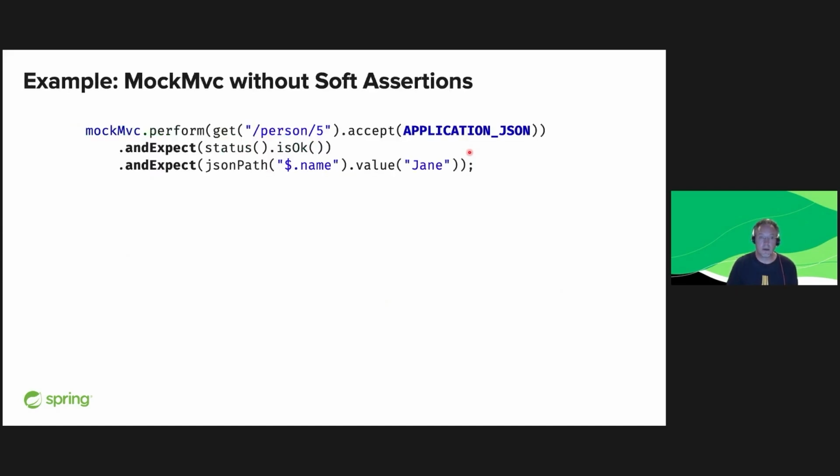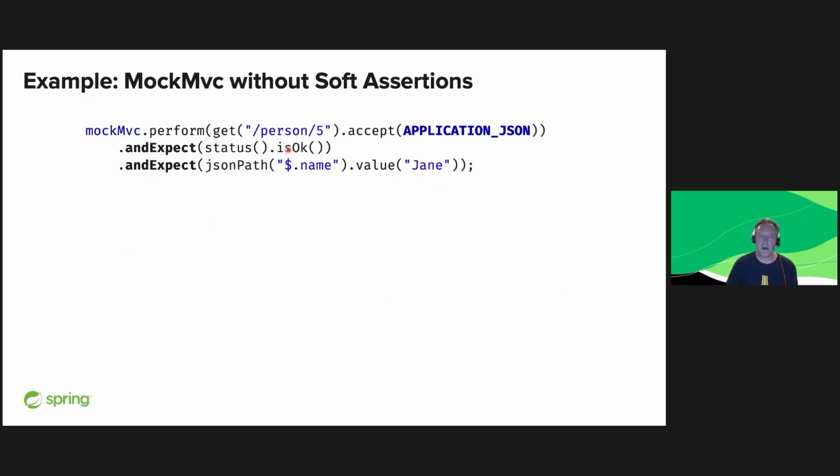So let's take a look at an example here. MockMvc without soft assertions, the way you would have done it before, or maybe the way you would prefer to do it. Here we have MockMvc perform a GET request saying we accept application/json, and then we chain together our expectations. So we say first we expect status is okay, and then we expect jsonPath name is equal to Jane. Now what could go wrong? If the status is not okay, it would throw an exception immediately right there. But what if the name is actually John instead of Jane?